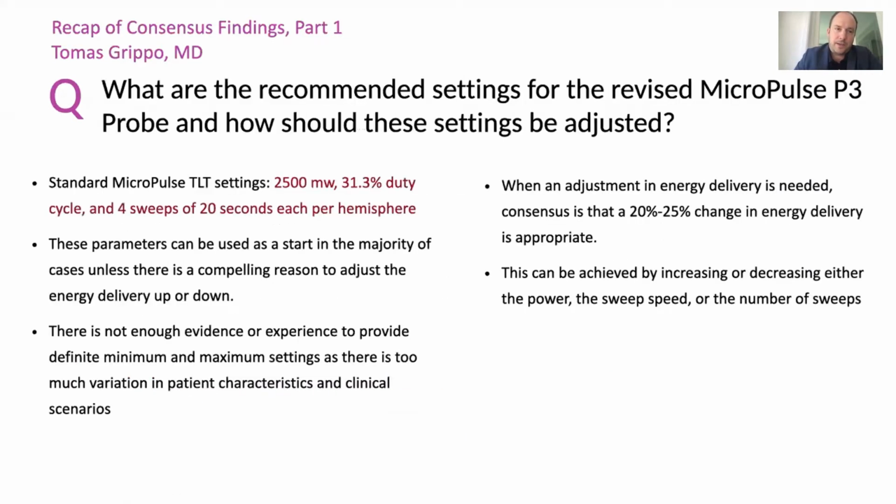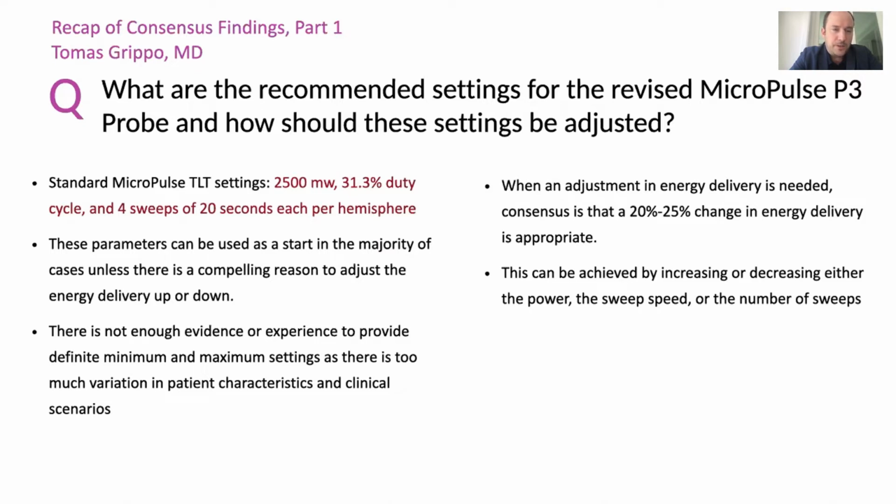Now, having reviewed all of this, and with the fact that there is a new probe on the market that does provide significant improvements in the safety profile and maybe also in the efficiency and outcomes that we get, we as a consensus panel came up with a suggestion of parameters that should be a starting point when we treat our patients with MicroPulse, which was as follows: 2.5 watts of energy, duty cycle as usual of 31.3%, and 4 sweeps of 20 seconds each per hemisphere. We believe that these parameters can be used as a starting point in the majority of our cases, unless there is a compelling reason to adjust the energy delivery up or down.